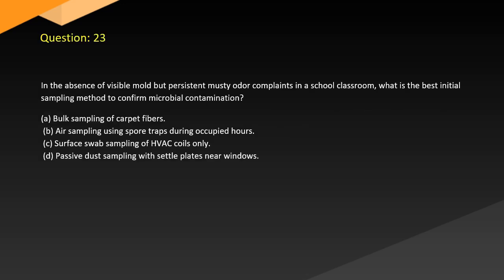Question 23. In the absence of visible mold but persistent musty odor complaints in a school classroom, what is the best initial sampling method to confirm microbial contamination? A. Bulk sampling of carpet fibers. B. Air sampling using spore traps during occupied hours. C. Surface swab sampling of HVAC coils only. D. Passive dust sampling with settle plates near windows.